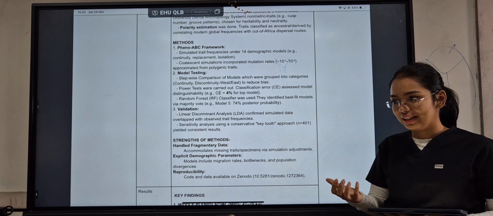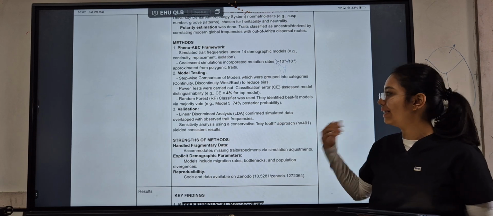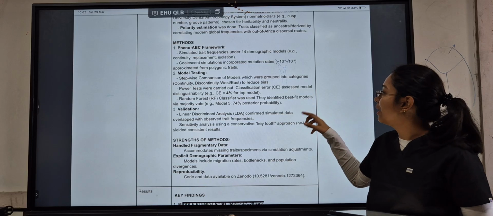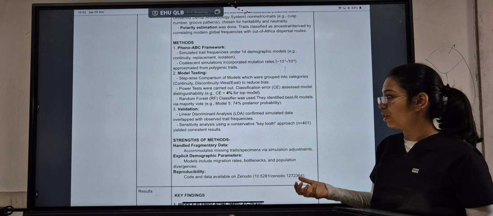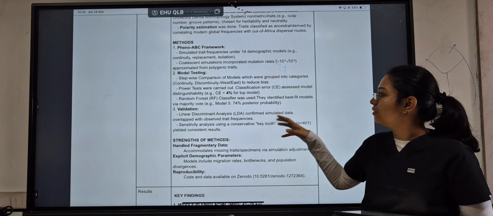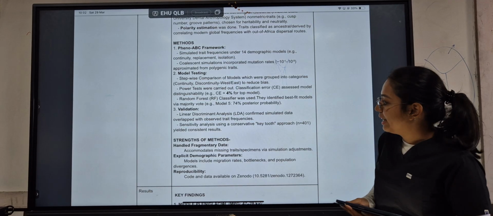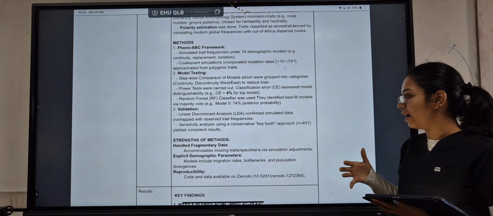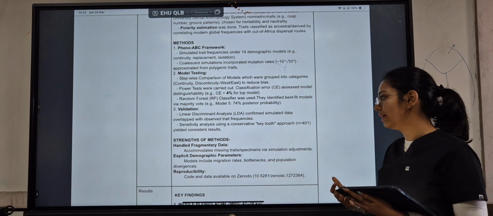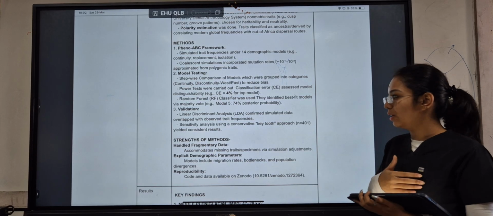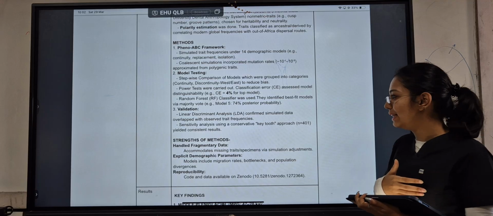The random forest classifier is used to increase the accuracy. It gives a larger number of decision trees, and this is done to increase the accuracy. They identified best fit models by majority voting. Model 5 had 74% of posterior probability. Validation was done. Linear discriminant analysis (LDA) confirmed that simulated data overlapped with observed trait frequencies.